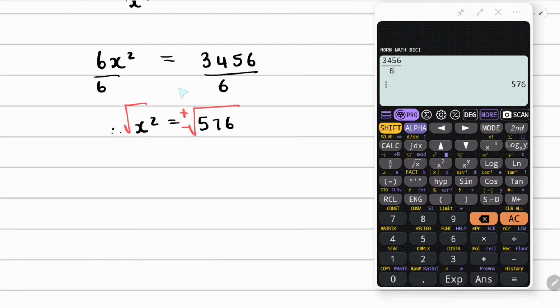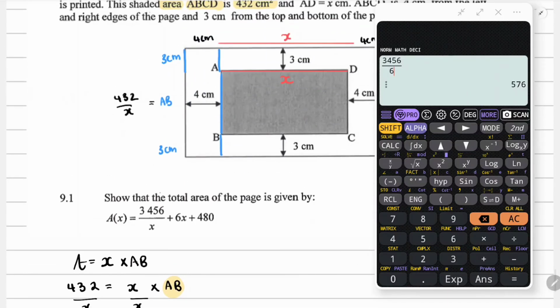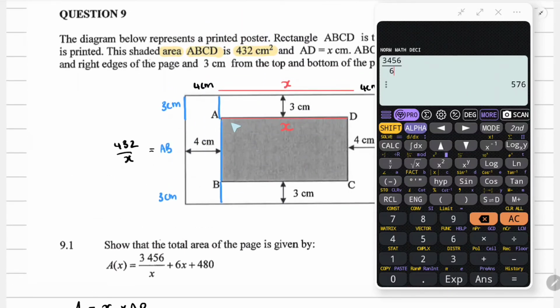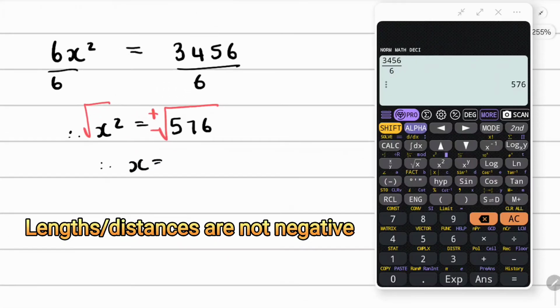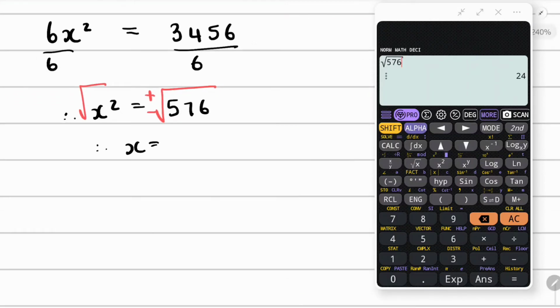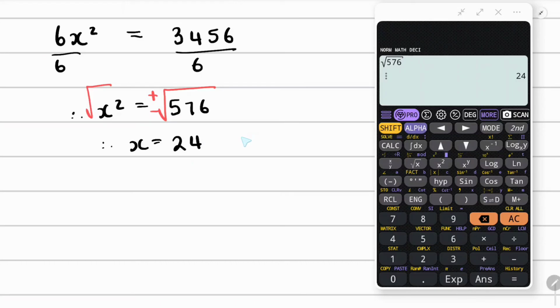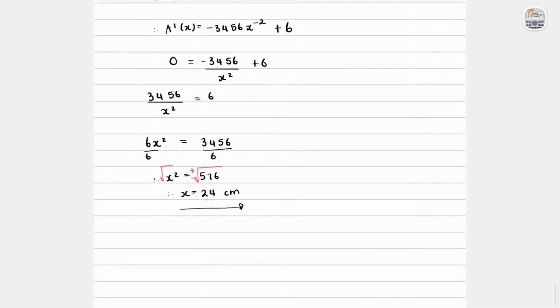And x is equal to, now here's the thing, you see x here and what it represents. x is the length of this side, which you can see is not negative. So we're going to use the positive answer, okay? So the square root of this number, and we're only going to consider the positive. And this means that x is equal to 24 centimeters. Regardless, x is either 24 centimeters or negative 24 centimeters, but we're going to take the positive. Okay, so that is the last question for question 9, and that is our answer.